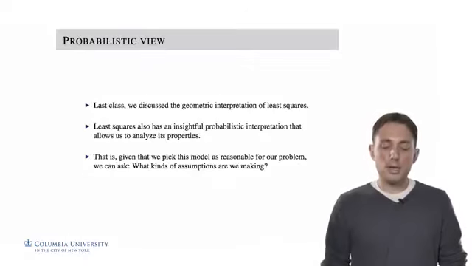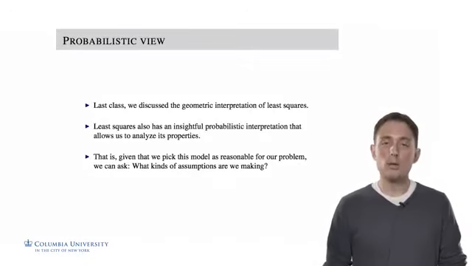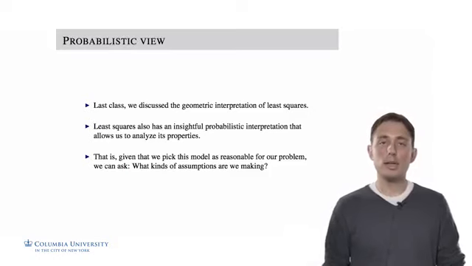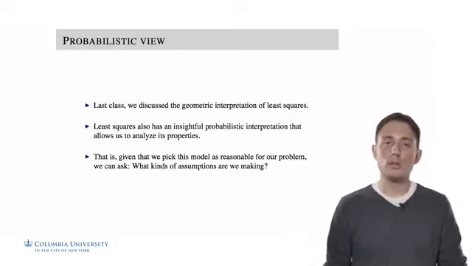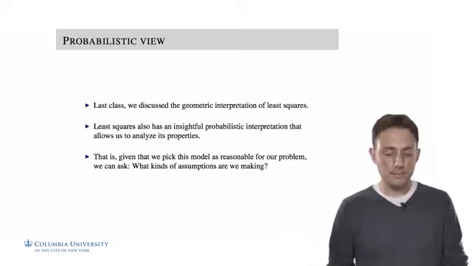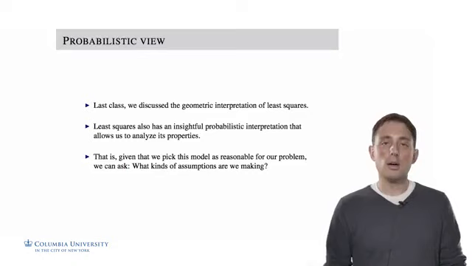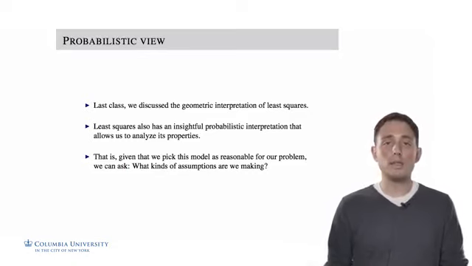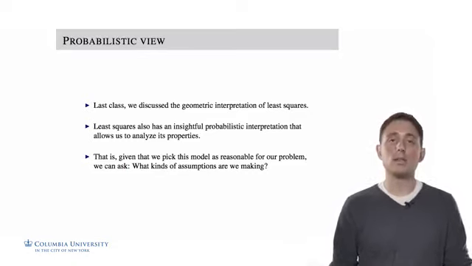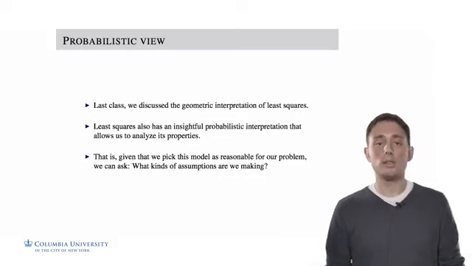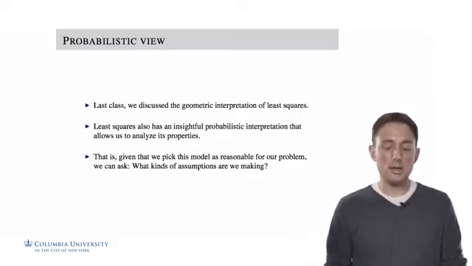So previously we discussed geometric ways of thinking of least squares and how we can develop some intuition geometrically. So least squares also has an insightful probabilistic interpretation that we can also use to analyze its properties. So in this part of the course, I want to discuss the probabilistic interpretation of least squares, which can help us think about our model.